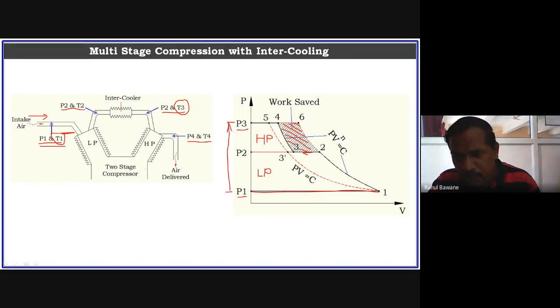Right now, whatever the PV diagram shows is not perfect, it is imperfect, because point 3 does not lie on this isothermal curve. If I go with perfect intercooling, then point 3 will be on 3'. That means whatever the intake temperature at point 1, the same temperature will be at point 3'. That is called perfect intercooling.